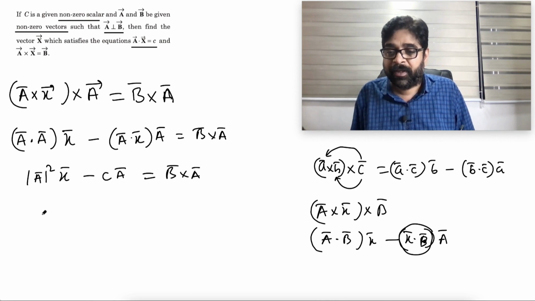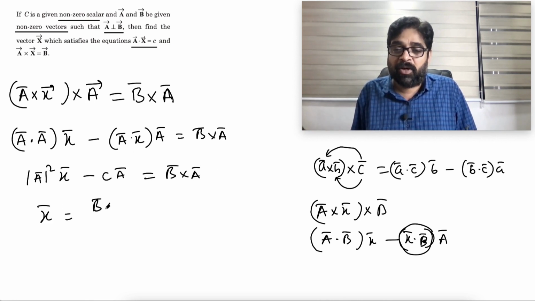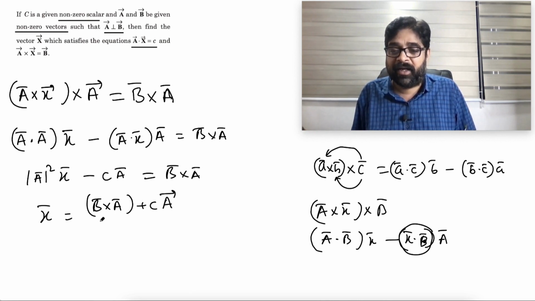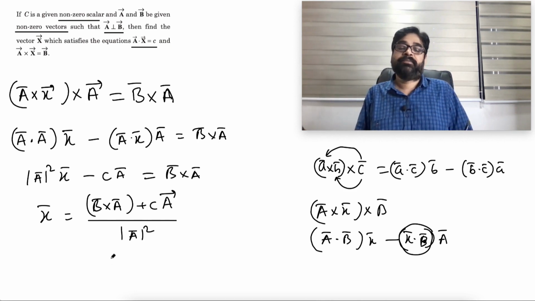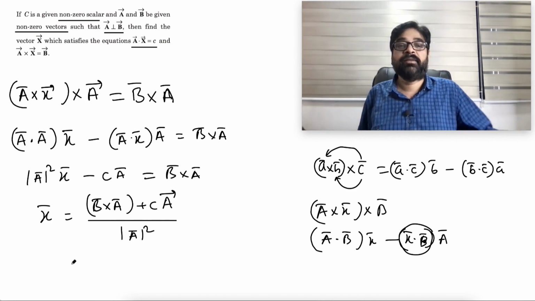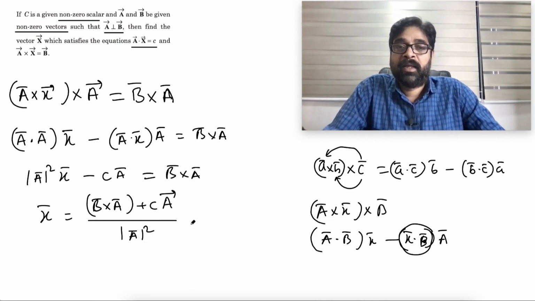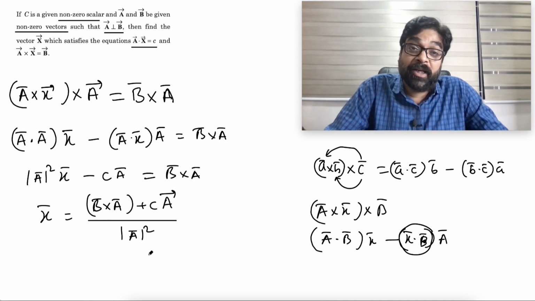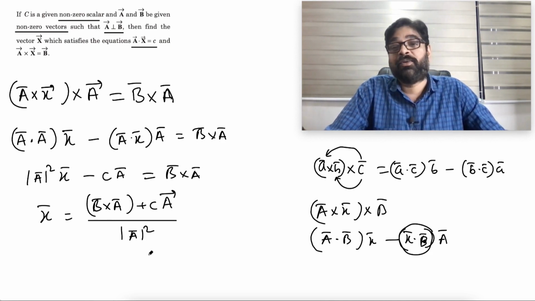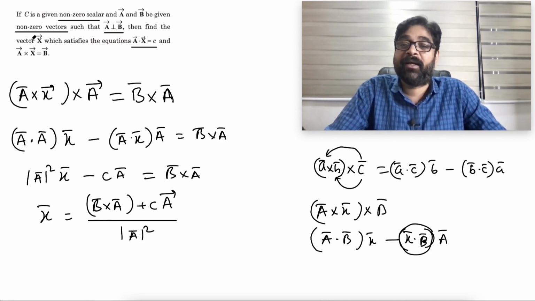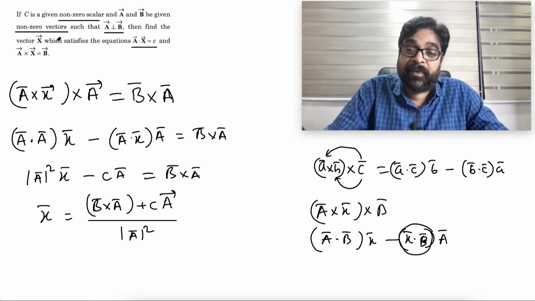Finish, question over. So X vector is equal to, this shifted here, B cross A plus C into A vector divided by mod A vector square. This is the answer. We got the X vector. Have you understood? This is the answer. Now I can divide by mod A square only when I know that mod A is not 0. And they mention that A and B are non-zero vectors. Are you able to understand the point?